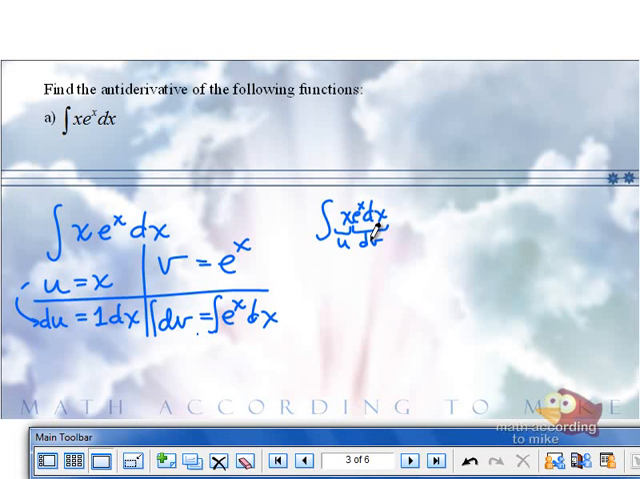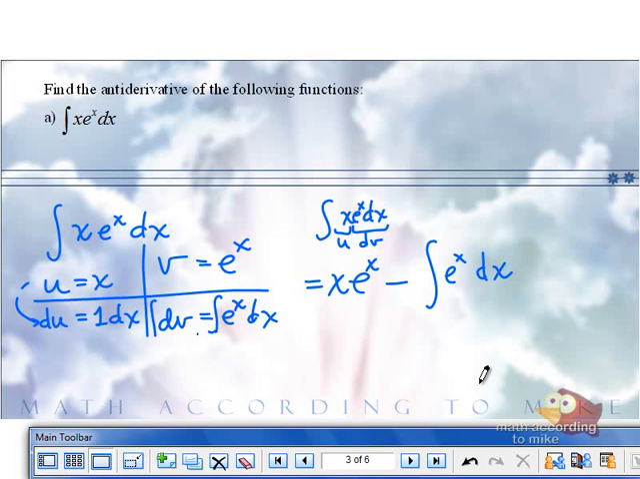So notice that's the left-hand side. The integral of u dv is equal to u times v. What is u according to our chart? X. What is v? E to the x, minus the integral of v. What is v? E to the x du. And what's du? 1 dx, or just dx. So that's how that formula is used. We had something in the form, the integral of u dv, and we rewrote it using integration by parts.